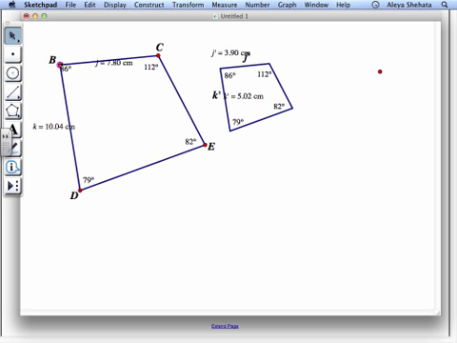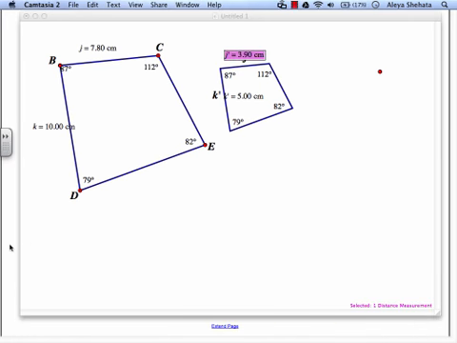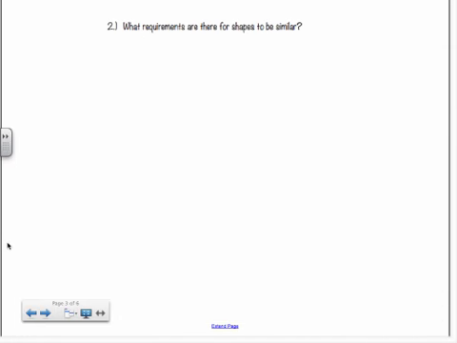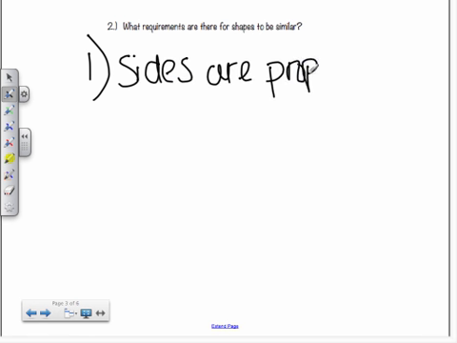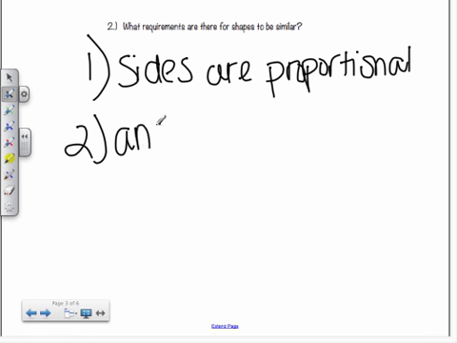I'll make it like 10. So you can kind of see it. So notice this is 10 and this is exactly 5. This is 7.8, this is 3.9, which is half as big as 7.8. So what are the requirements for shapes to be similar? The two requirements are that the sides have to be proportional and the angles have to be equal or congruent. So the angles are congruent.